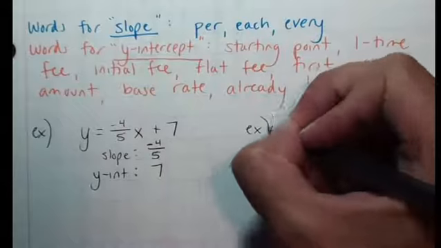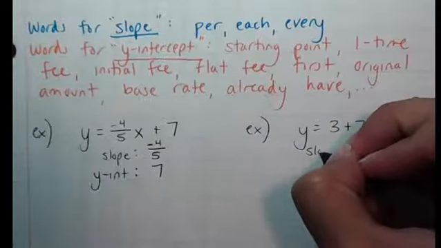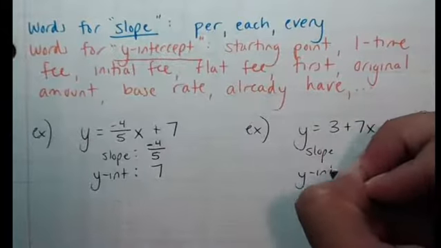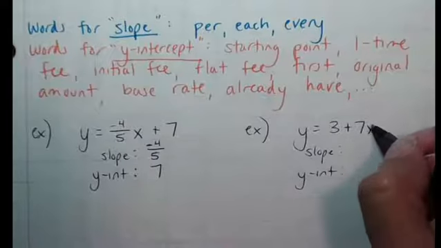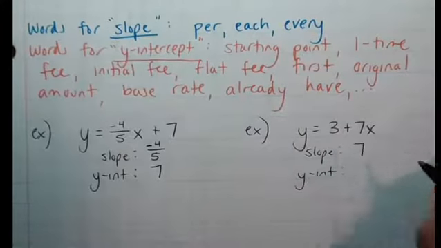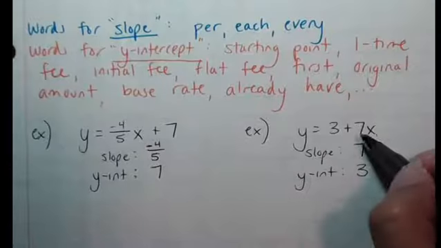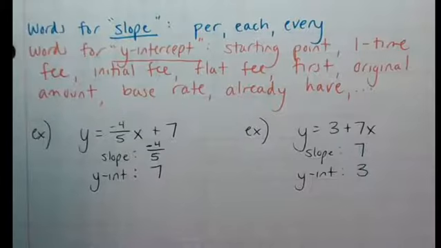Go ahead and try this one by yourself. Let's do y is equal to 3 plus 7x. Tell me what the slope is as well as the y-intercept. Okay, again, the slope here is what's attached to the variable x because it's $7 per whatever this is. So the slope here is 7, and the y-intercept here is +3. Now notice, it's not in y equals mx plus b, they just flip-flopped the mx plus b, so be careful when you're identifying the slope and the y-intercept.